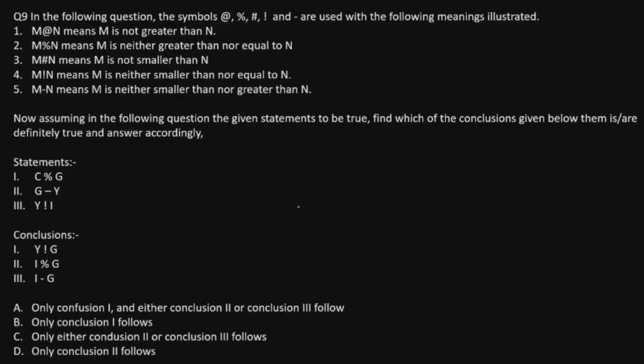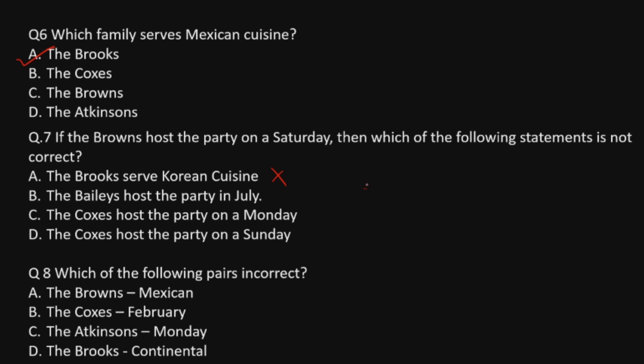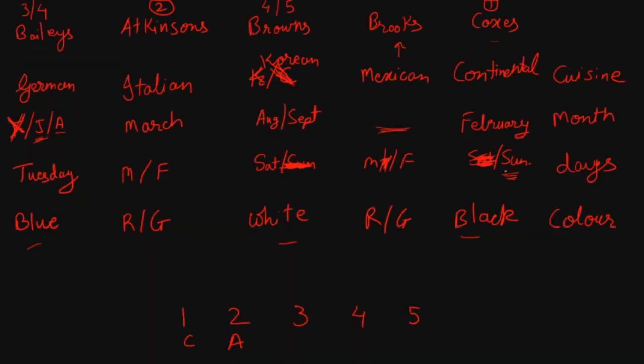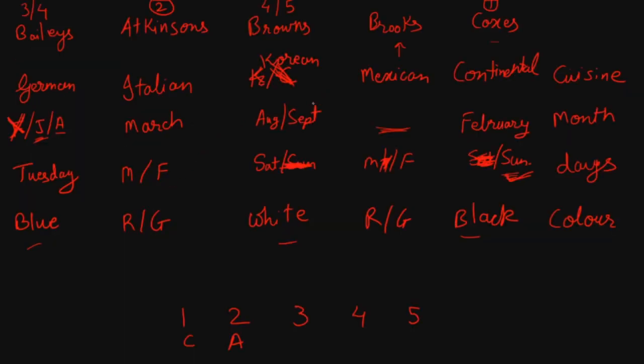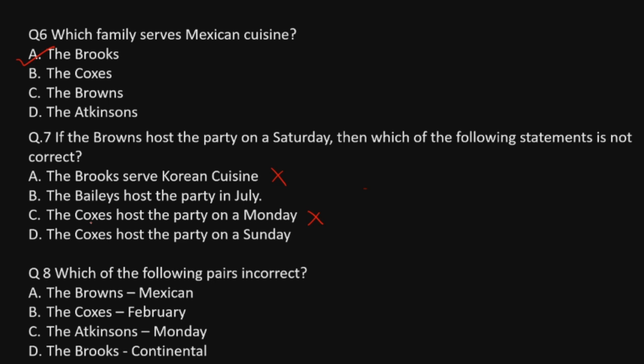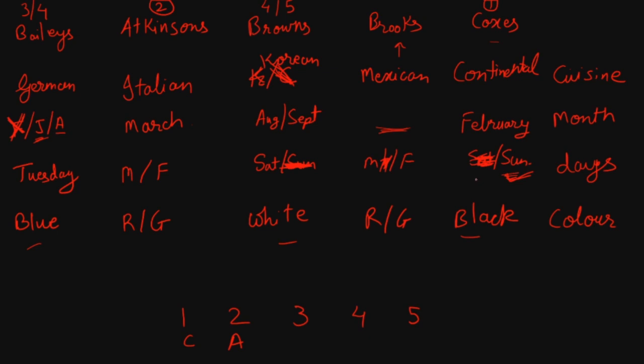The Coxes host a party on Monday. The Coxes host a party on Sunday. So this is also not correct. Then, the Coxes host a party on Sunday. Yes, they do. So we got two answers for this question, and it should be the multiple answer choice. The answer is the Brooks serve Korean, which is wrong, they serve Mexican, and option C, the Coxes host a party on Monday, no, they host on Sunday.